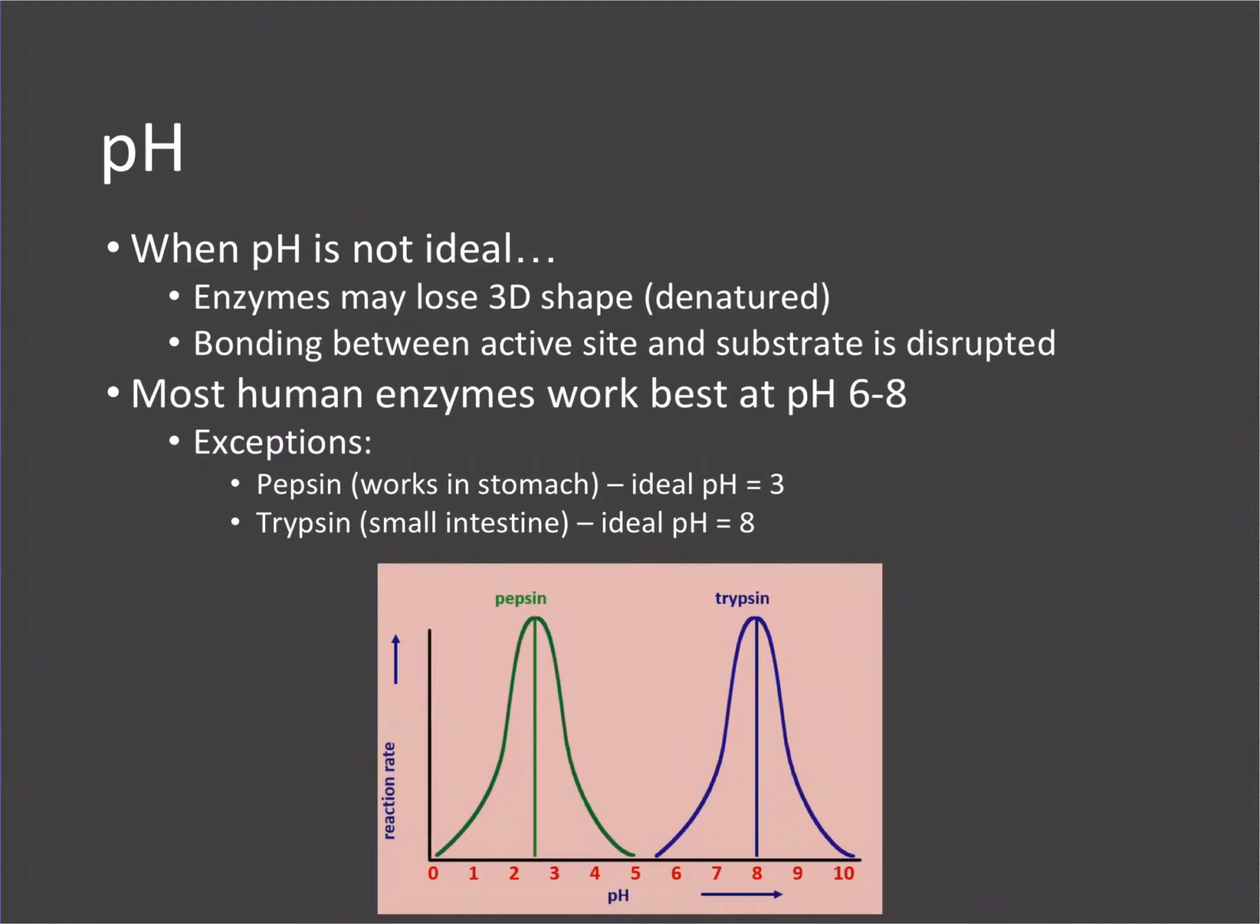So in humans, the enzymes that are in our blood typically work best in a pH environment of 6 to 8. And that's because the human blood pH is normally around 7.4.